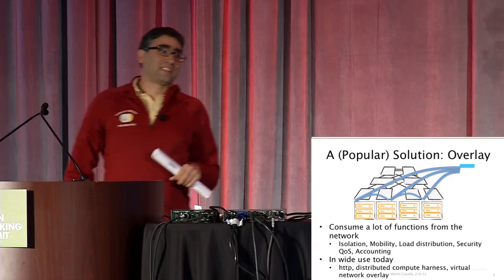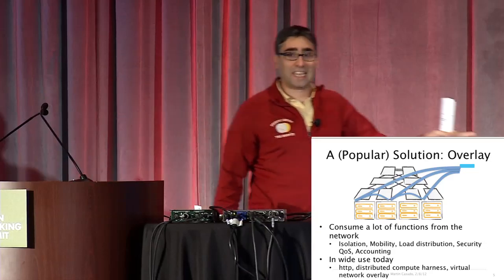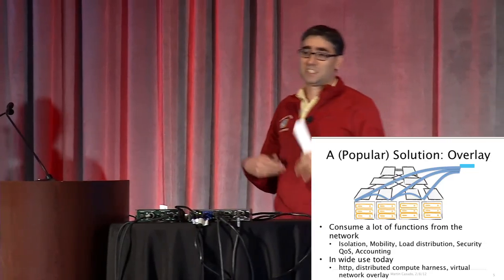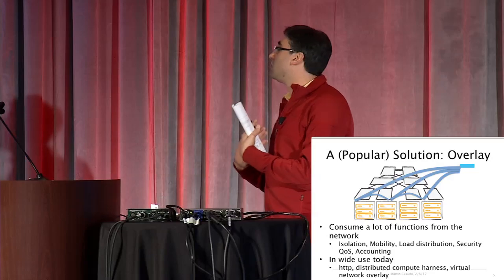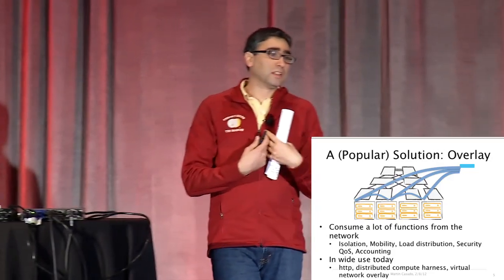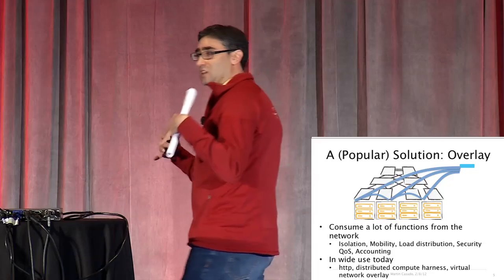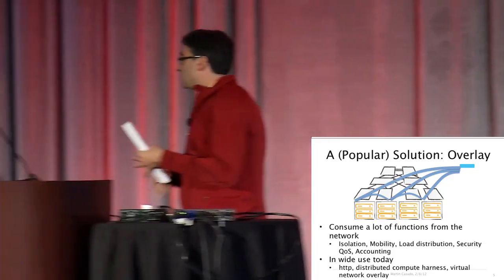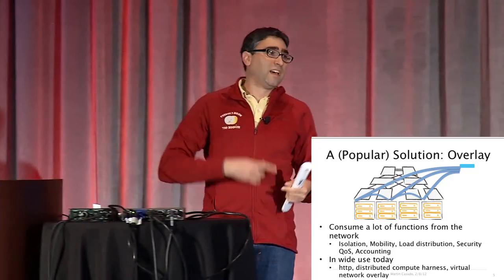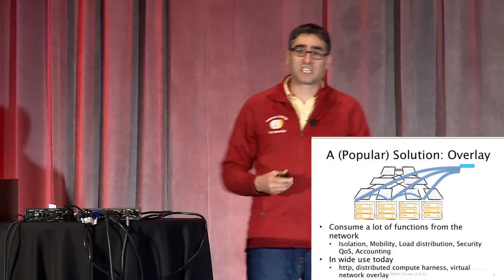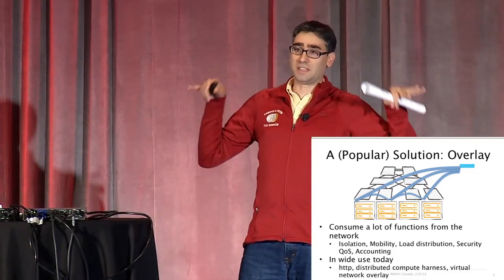So one way that the community has dealt with this, actually for decades, but it's becoming more important, is to build an overlay. And the idea of an overlay is you consume a lot of the functions that would otherwise be in the network into a layer in software at the edge. Things like isolation, mobility, load distribution, rendezvous, service discovery, a lot of that gets sucked up into the edge.